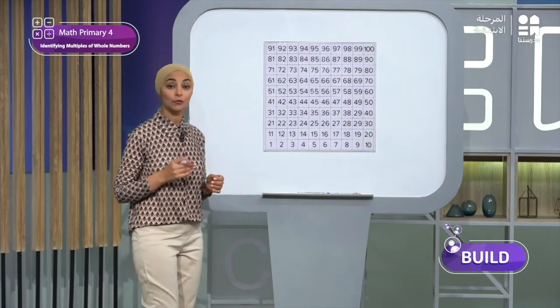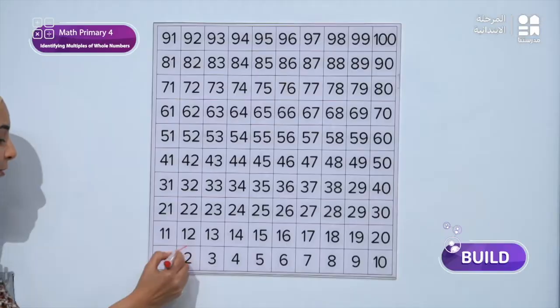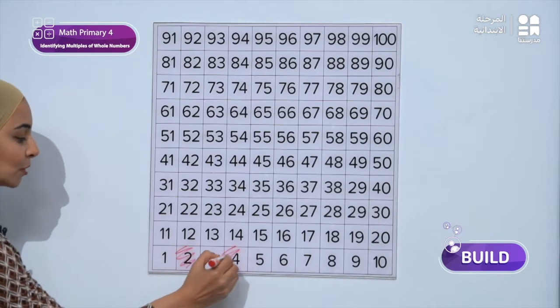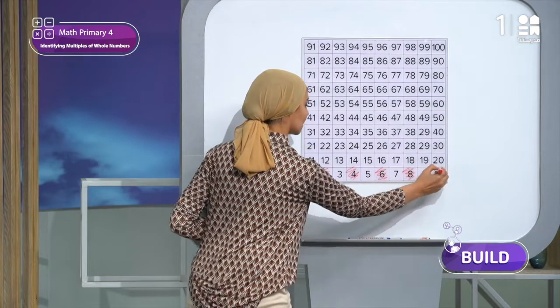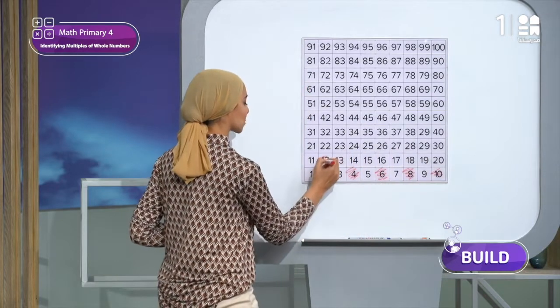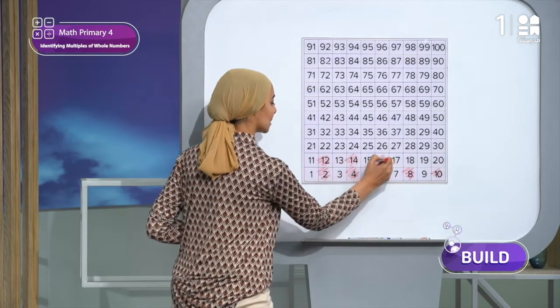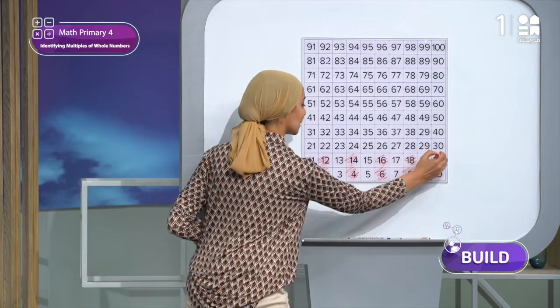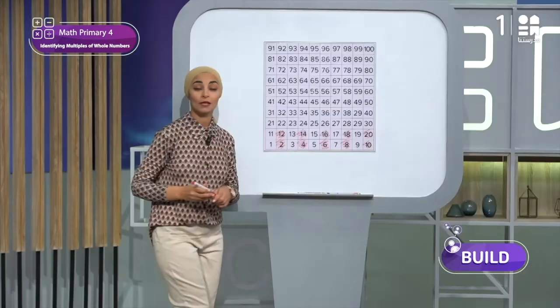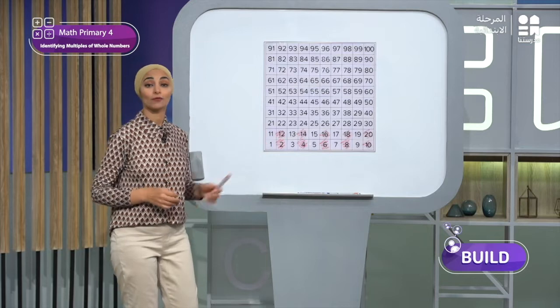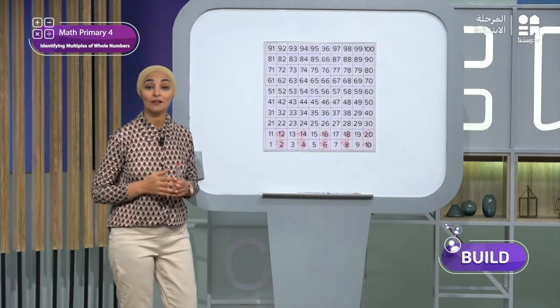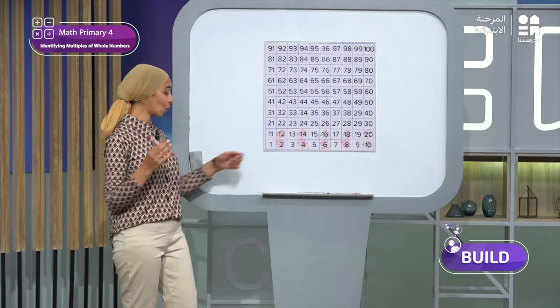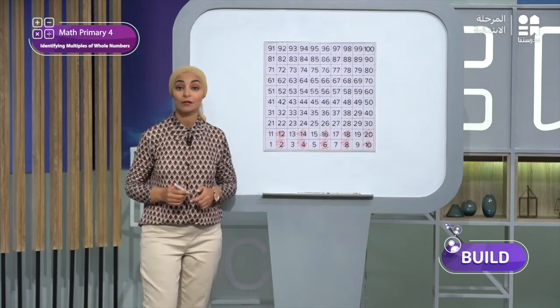I am sure you have noticed that we colored what? Multiples of 2, يعني 2, skip counting by 2. 4, 6, 8, 10. What else? 12, 14, 16, 18, 20. Right? So, I'm sure now we have noticed, أنا متأكدة أن كلنا لاحظنا that we have colored the even numbers only, right? All what I colored here are even numbers.